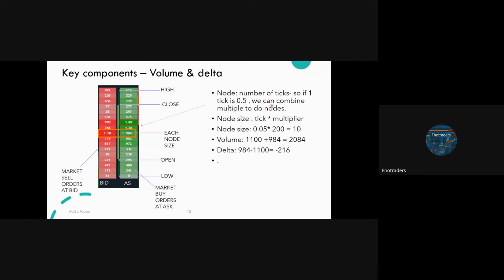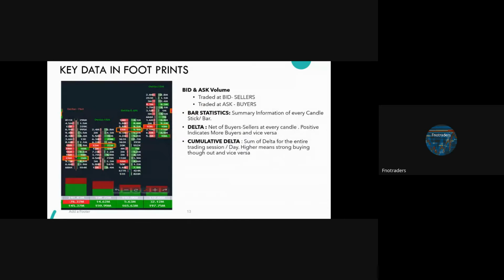As I said, volume is the total of the buy and sell side, and the difference between the buy and sell side is the delta of each candle. These are the key pieces of information that are available. This information is also available in something called the bar statistics in the bottom panel. Once you look at the bar stats, the information on what the delta is, what the volume is, and what the cumulative delta is, is available in the bottom panel as well.